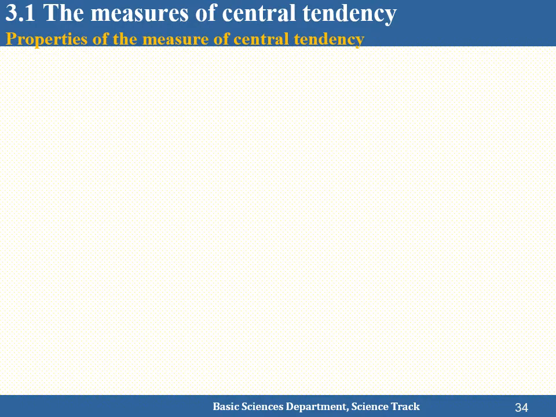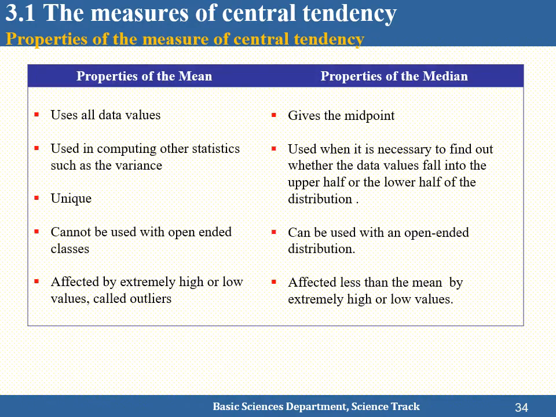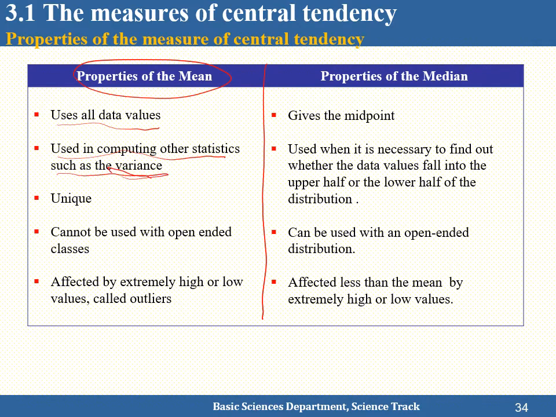So let's look at the properties of the measures of central tendency. The first one is the mean. The properties of the mean: it uses all the data values, used in computing other statistics such as the variance. Yes, when calculating the variance, we use the mean. And it's unique. It means there are no two means, only one mean.